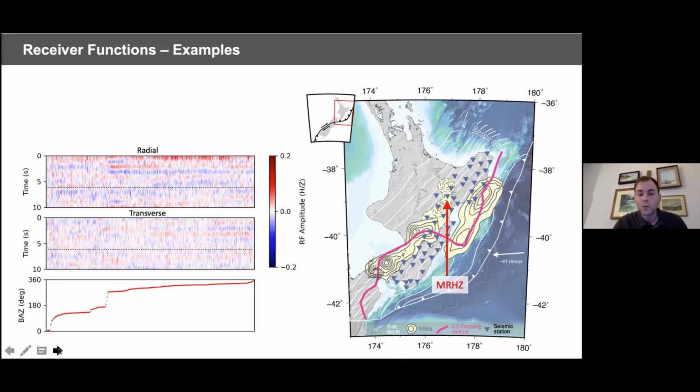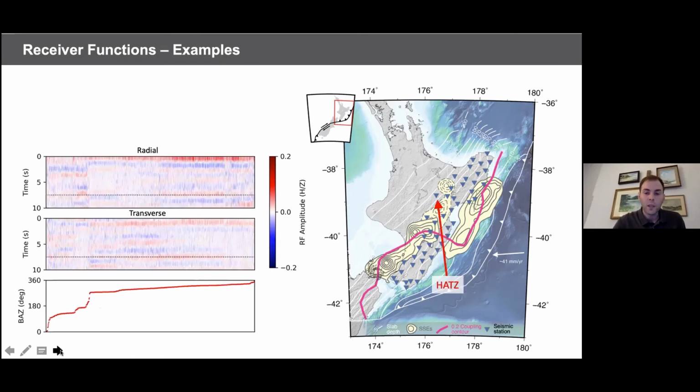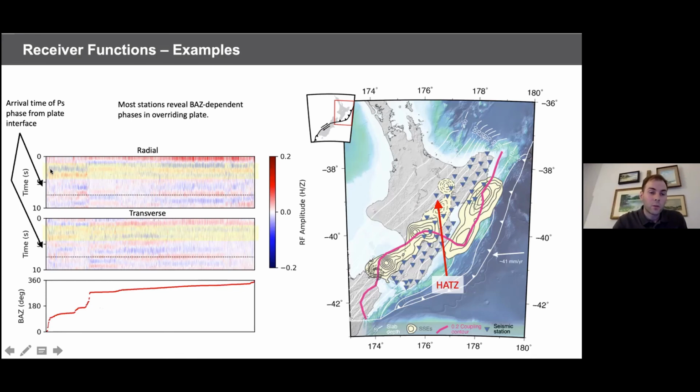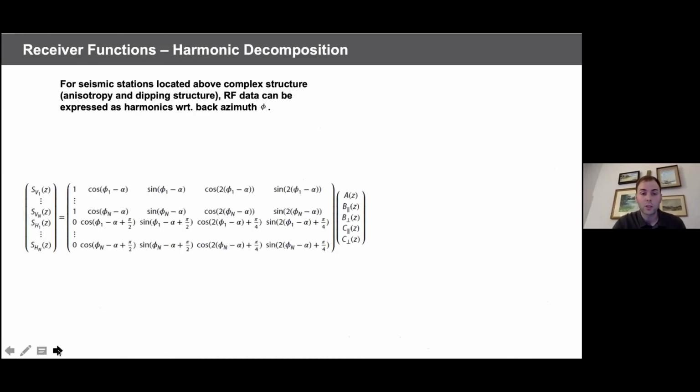And just a couple more examples. Here's another station, MRHZ, and again, above the black dotted line, so within the overriding plate, we see these early phases that show a change in polarity with respect to back azimuth. And lastly, another station, HATZ, and again, above the black dotted line, so above the plate interface within the overriding plate, we see these phases that change in polarity with respect to back azimuth. So for all these stations, I won't go through all 53 stations, we observe these phases at depths associated with the overriding plate, indicating the presence of anisotropy or dipping structure.